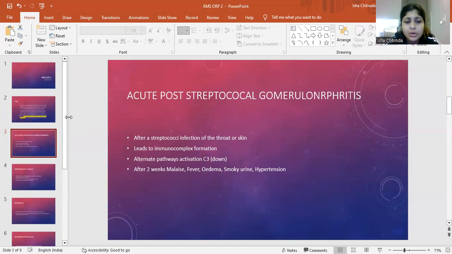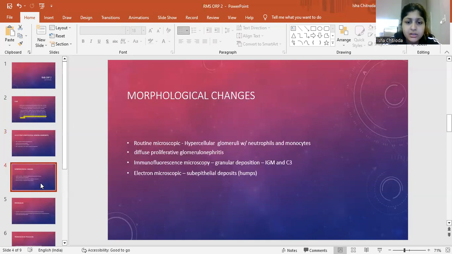And this is normally after a streptococcal infection of the throat or the skin, and it leads to immune complex formation, as well as increased activation of the alternative pathway, and because of that, the C3 decreases.